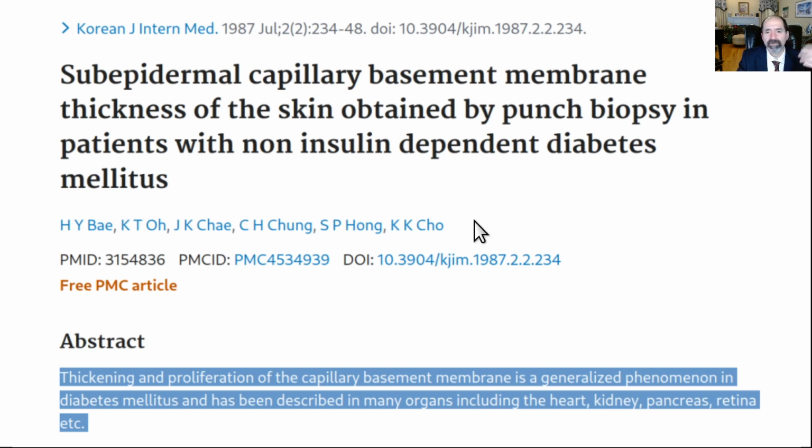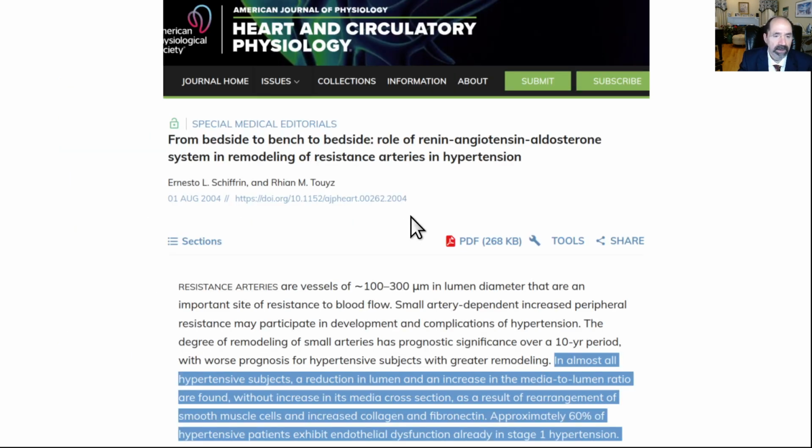Okay, here's just the first article about doing biopsies to show what the capillaries look like in insulin-dependent diabetes. All right, here's what it says. Thickening and proliferation of capillary basement membrane is a generalized phenomenon in diabetes and has been described in many organs, including the heart, the kidney, the pancreas, the retina, etc. So I'm sort of showing you that this is a big diffuse problem, and it's not going away. The only thing you can do is prevent it. Stop eating all that fat.